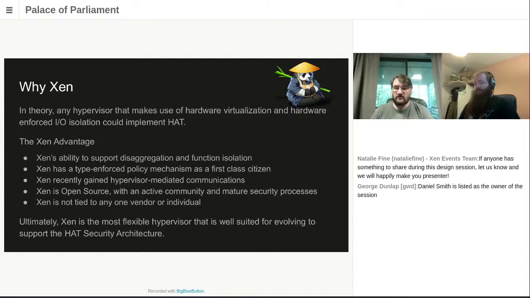It already has a type enforced policy mechanism as a first-class citizen within it. Recently, Argo showed up, and now we have hypervisor-mediated communications. And then, obviously, the two common ones: it's open source, it has an active community, and it has a very mature security process. And finally, it's not tied to any one vendor or individual, so it's open to adopt these kinds of concepts that we're bringing. So in the end, Xen is the most flexible and is well suited to evolve to meet the needs of the HAT security architecture.